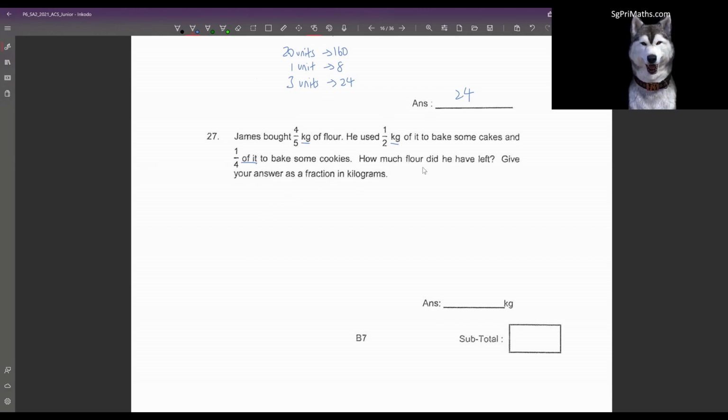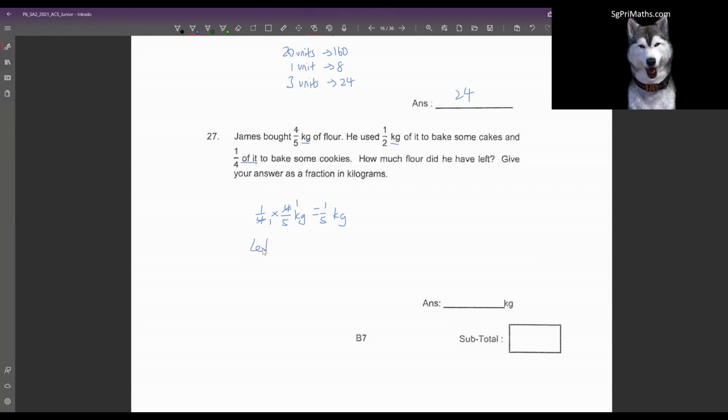So how much flour did he have left? Okay, so we know the total is 4/5 kg. He used up half a kg, and 1/4 of it, we don't know the exact kilogram. We can find out. 1/4 of it means 1/4 times 4/5 kg. This will give us 1/5 kg. So he used 1/5 kg to bake some cookies.